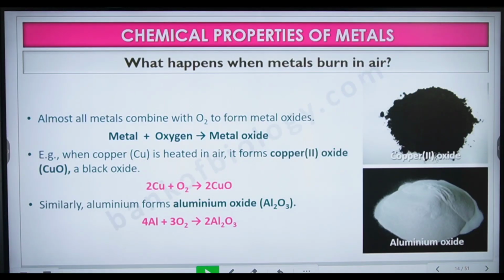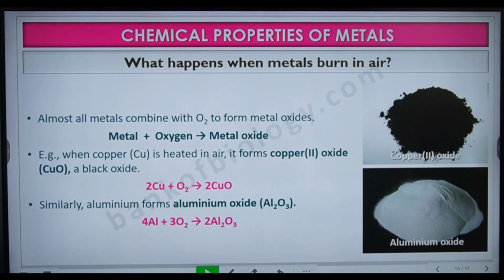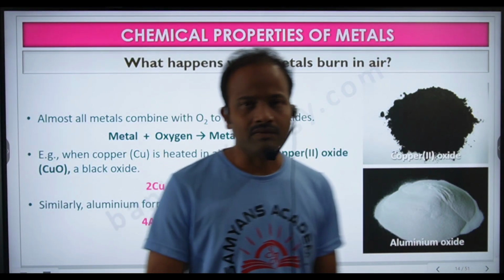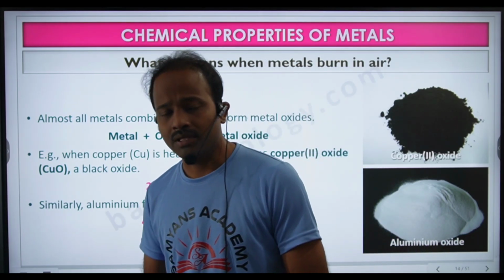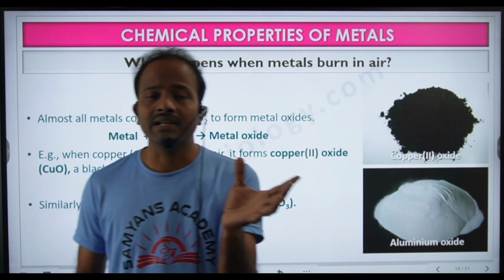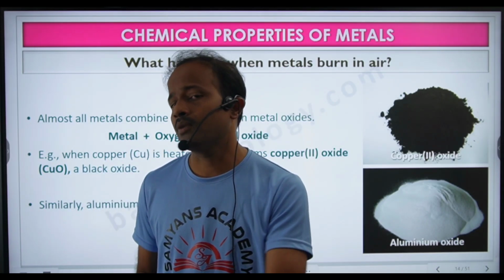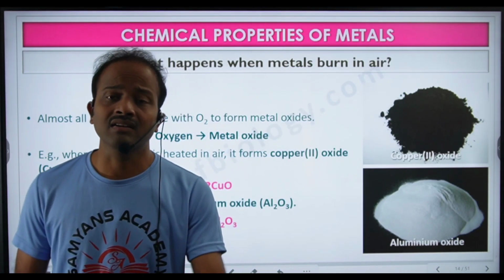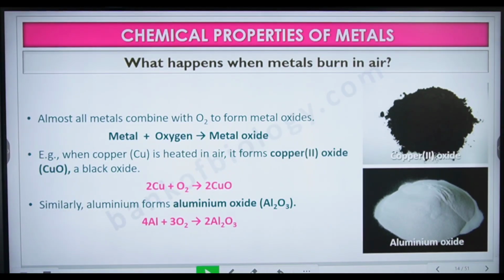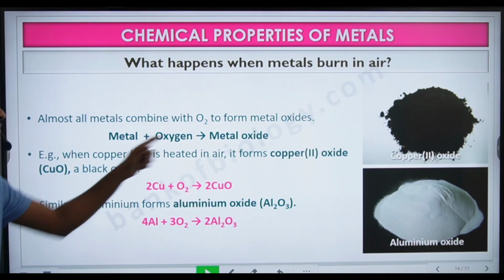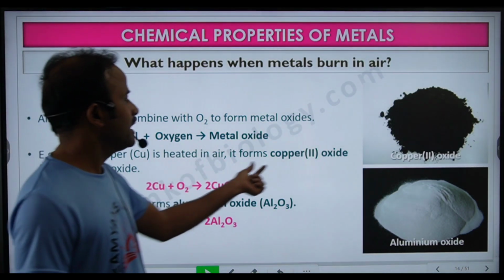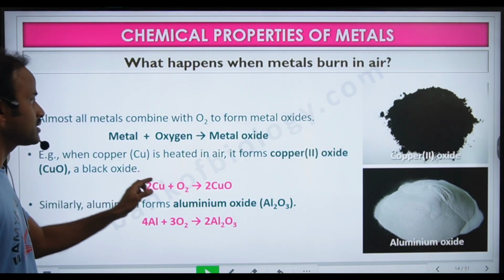So now, chemical properties of the metals. What happens when metals burn in air? Already we discussed the case of magnesium: when you burn magnesium in the presence of oxygen, it burns with a white dazzling flame. Afterwards we will get magnesium oxide powder. When you dissolve the magnesium oxide powder in water, it will give magnesium hydroxide, which is basic in nature, right? Now almost all metals combine with oxygen to form metal oxides. So when a metal is burned with oxygen, it will form the metal oxide. When copper is heated in air, it forms copper(II) oxide, a black oxide we can observe here.